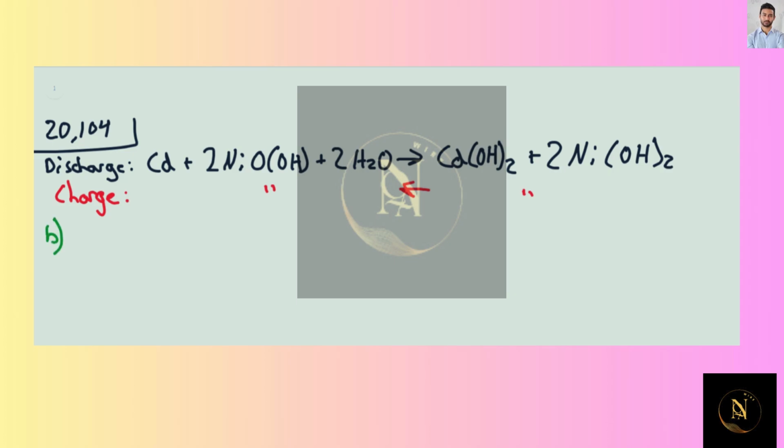In part B, they ask us, given the standard reduction potentials, calculate the EMF of the cell. So we're given the values of 0.49 and negative 0.76. So we calculate by subtracting the two. We have 0.49 minus negative 0.76 is equal to 1.25 volts.